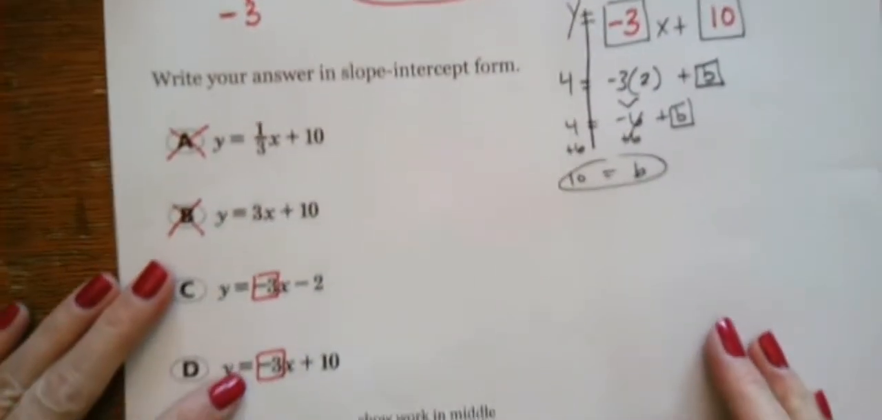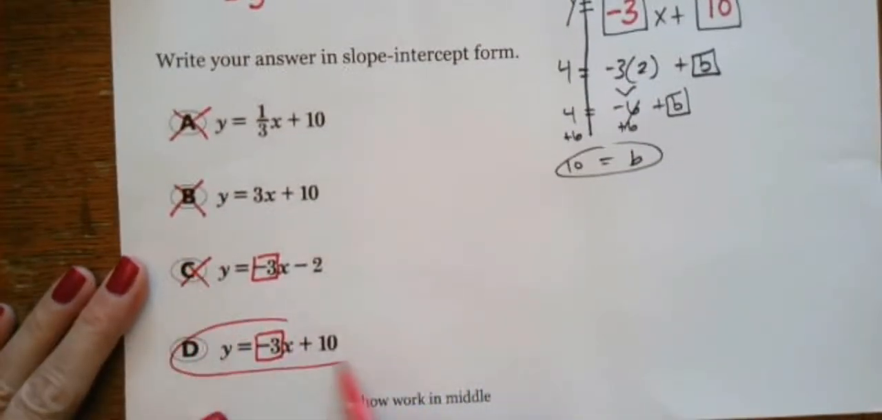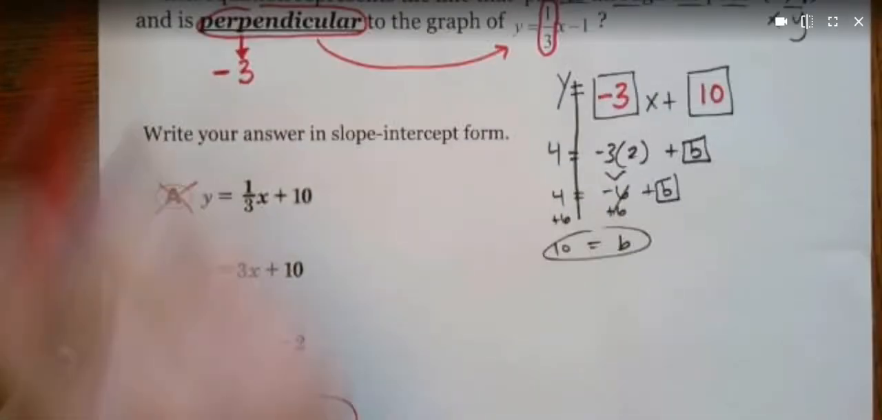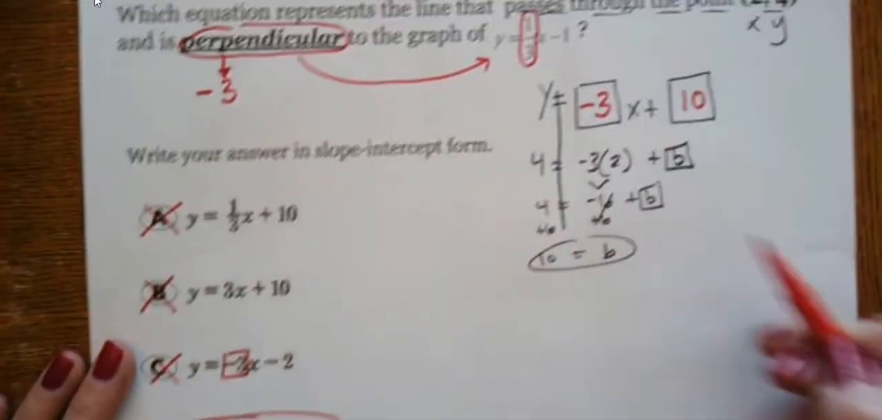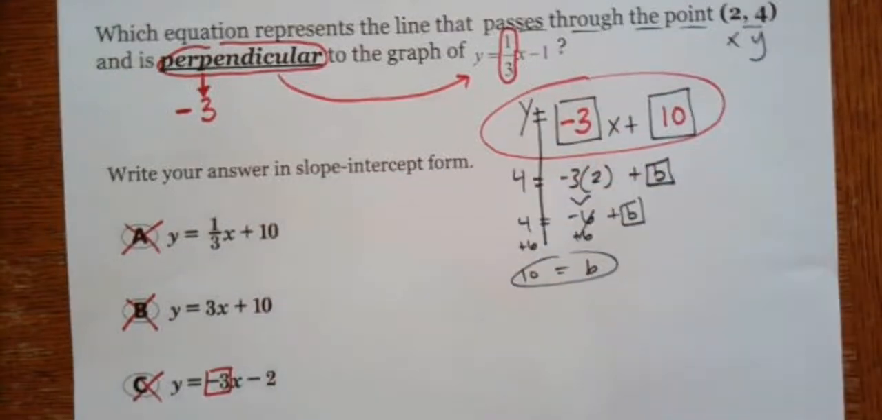And if you look down here, it's not c. It is going to be choice d. All I had to do was plug in the point. So my equation is y equals negative 3x plus 10.